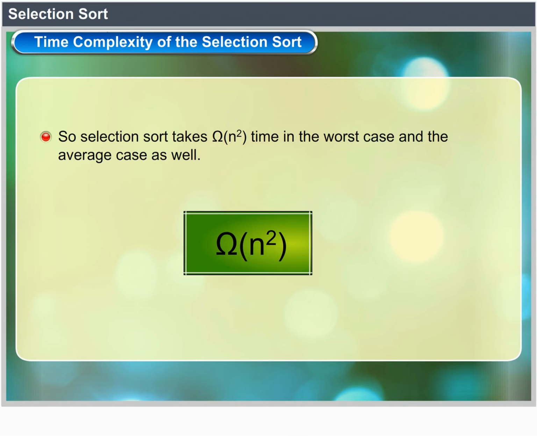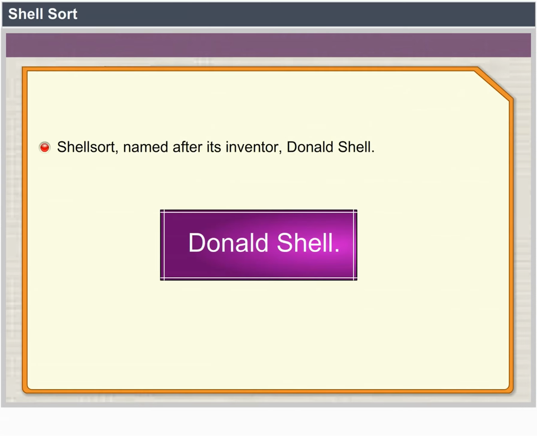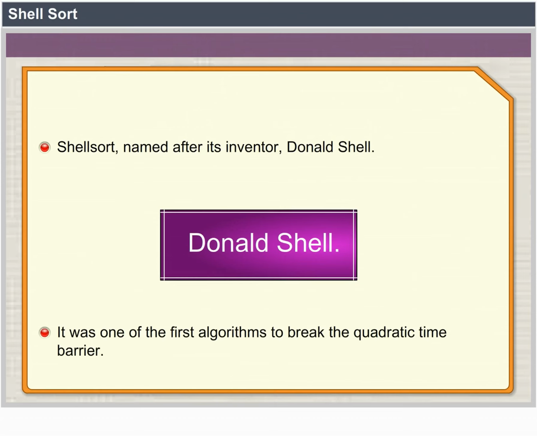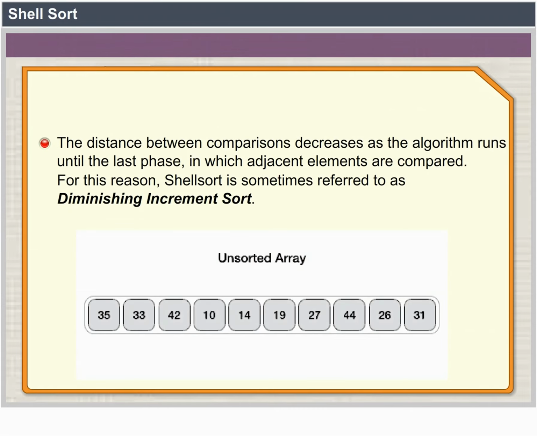Shell sort. Shell sort, named after its inventor Donald S. Shell, was one of the first algorithms to break the quadratic time barrier. It works by comparing elements that are distant. The distance between comparisons decreases as the algorithm runs until the last phase, in which adjacent elements are compared. For this reason, shell sort is sometimes referred to as diminishing increment sort.